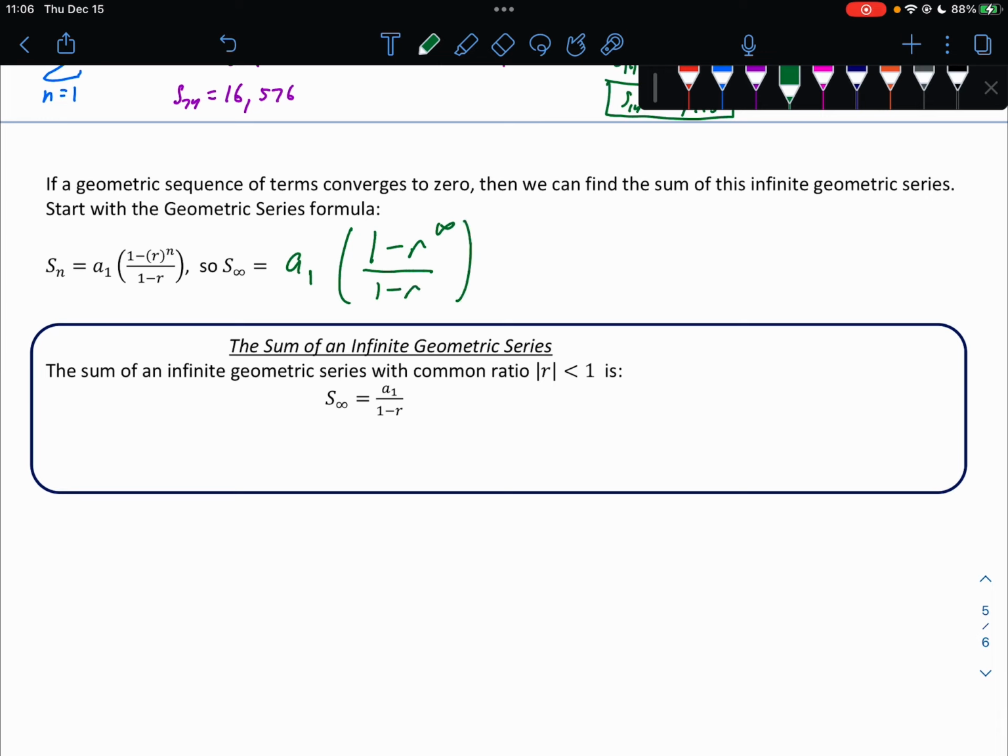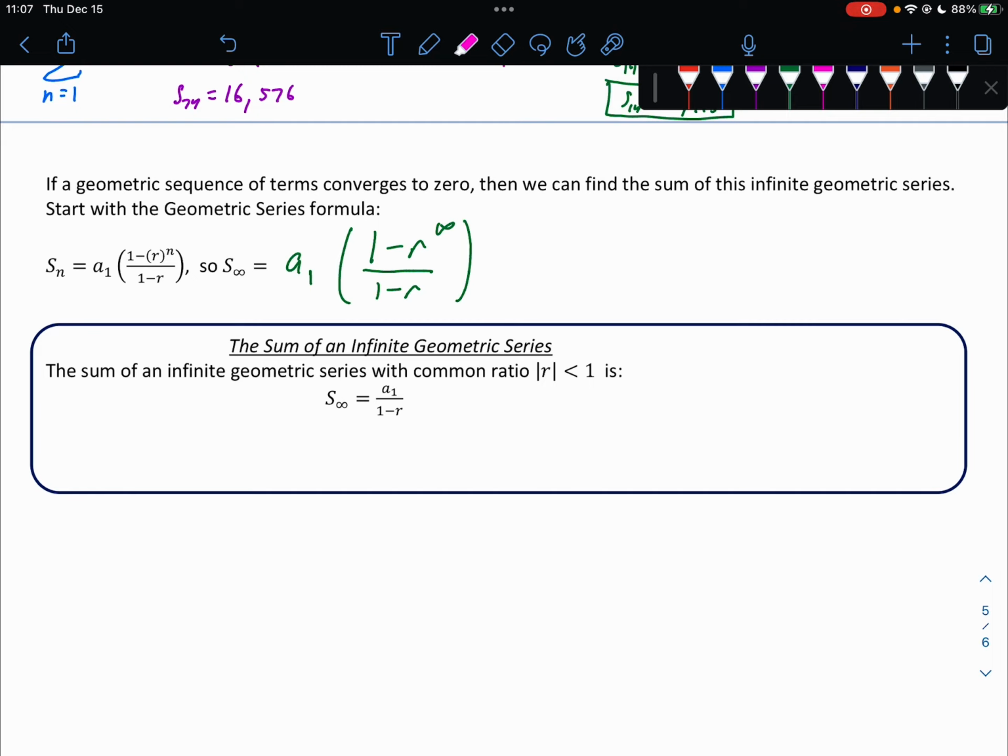Okay, 1 minus r to the infinity. Now remember, r could be any number. If r is bigger than 1, then this numerator is going to go to negative infinity. There's nothing we can do about that, or positive infinity, depending on r. But if r is less than 1, then this is going to go to 0. Which means my numerator is just going to be 1 minus 0 or just 1. So then I can multiply 1 times a1, and my numerator just becomes a1.